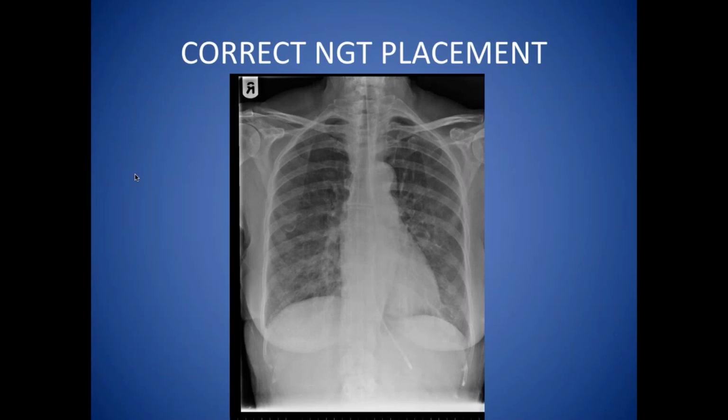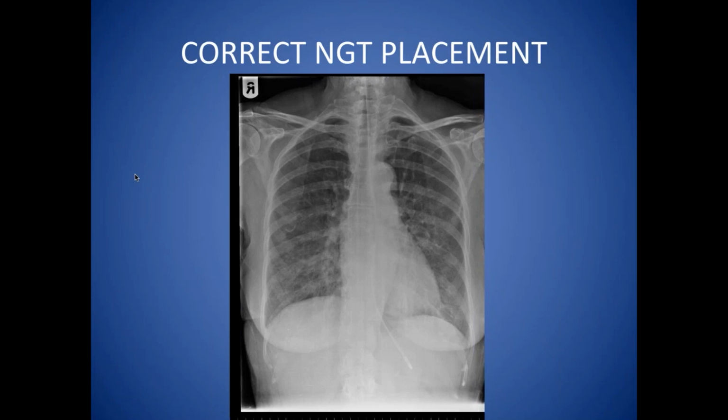Correct NG tube placement. This is as important on ITU as it is on the wards, and it's a potential never event if patients get fed via the NG tube when it's in the wrong place. So it's vitally important that all doctors, especially radiologists, can understand how you can verify the course of the nasogastric tube.